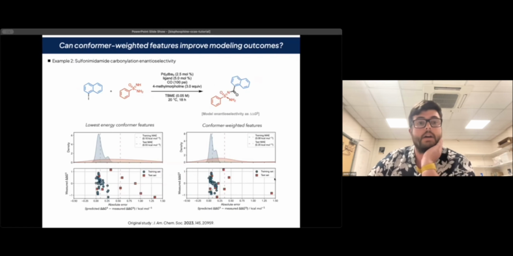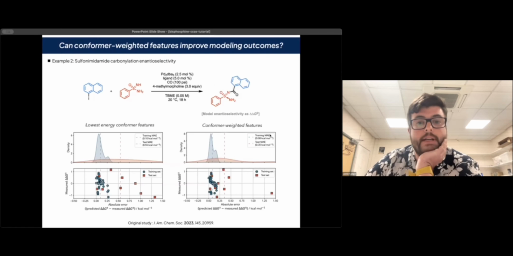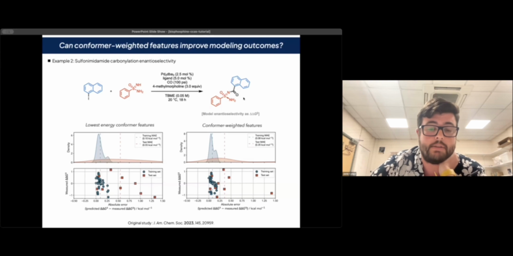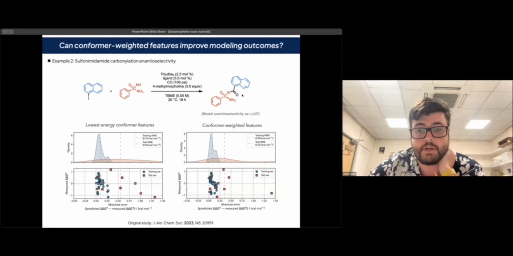Our second case study was the sulfonimidamide carbonylation enantioselective reaction, which goes between this aryl iodide, the sulfonimidamide, and carbon monoxide to form these products. We're looking at enantioselectivity because this reaction produces a chiral center at sulfur. No model was able to be found in the first case study of this reaction, so this was a really challenging target for us.